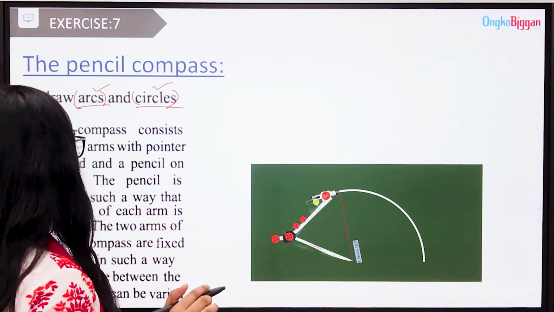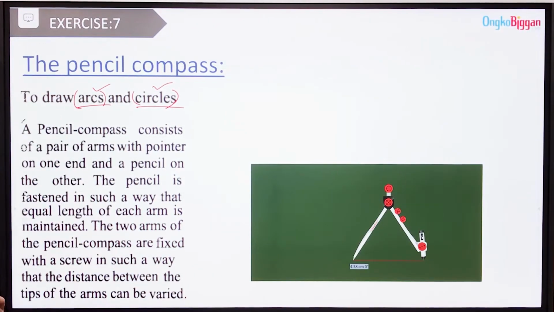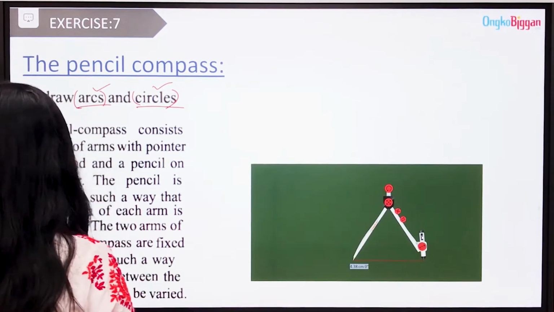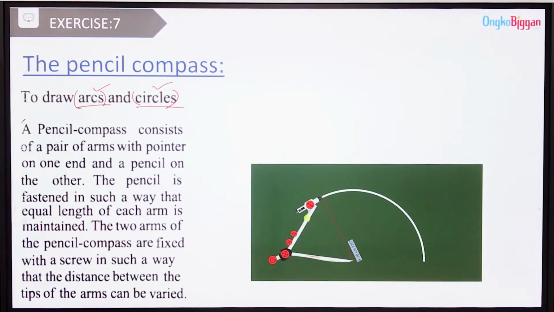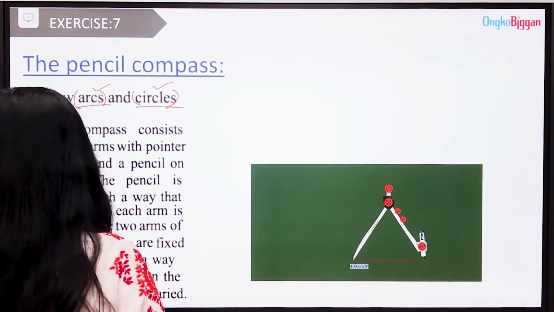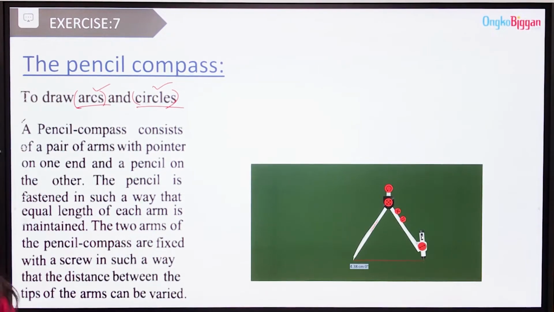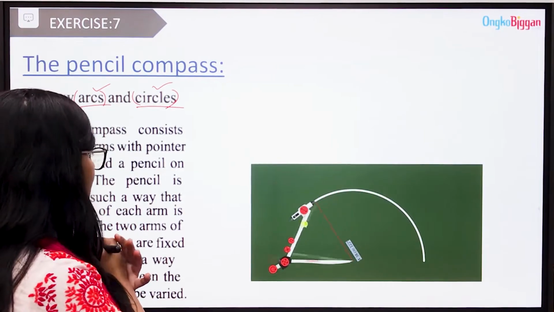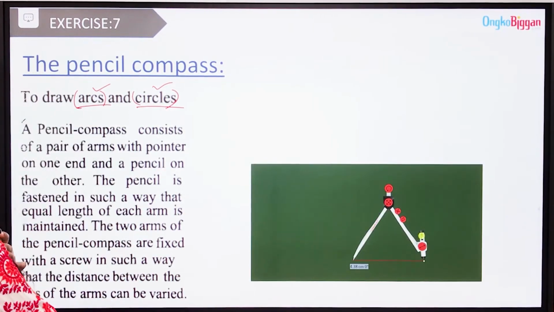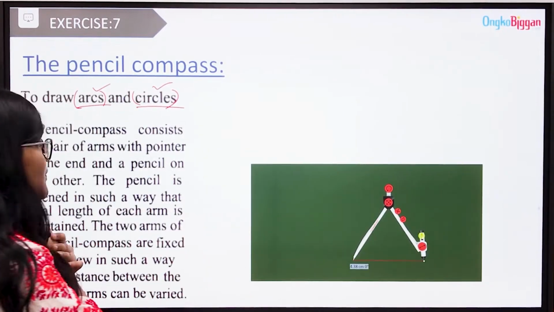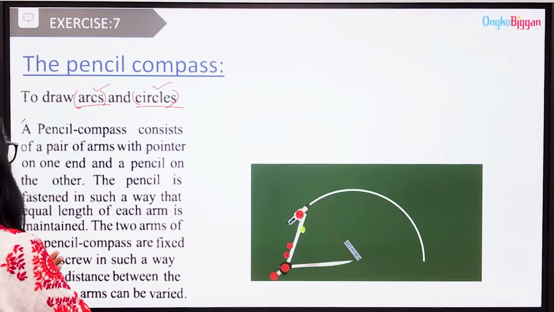A pencil compass consists of a pair of arms with a pointer on one end and a pencil on the other. The pencil is fastened in such a way that an equal length of each arm is maintained. I have already said that we have a sharpened end and on the other end we put a pencil to draw our required circle or arc.